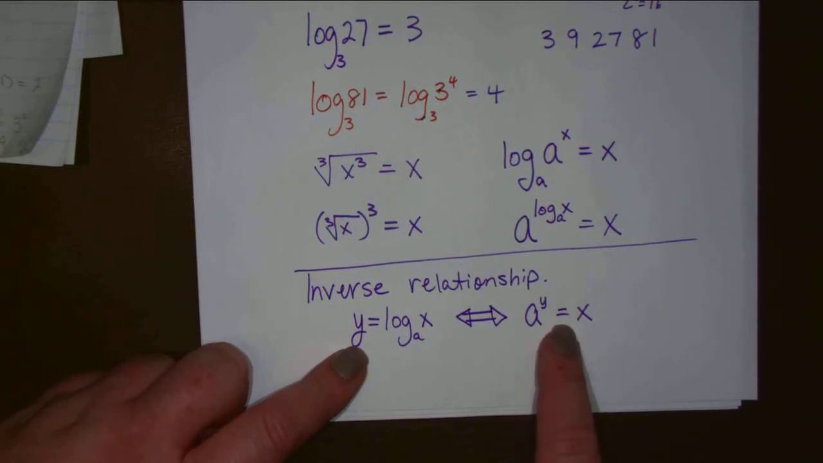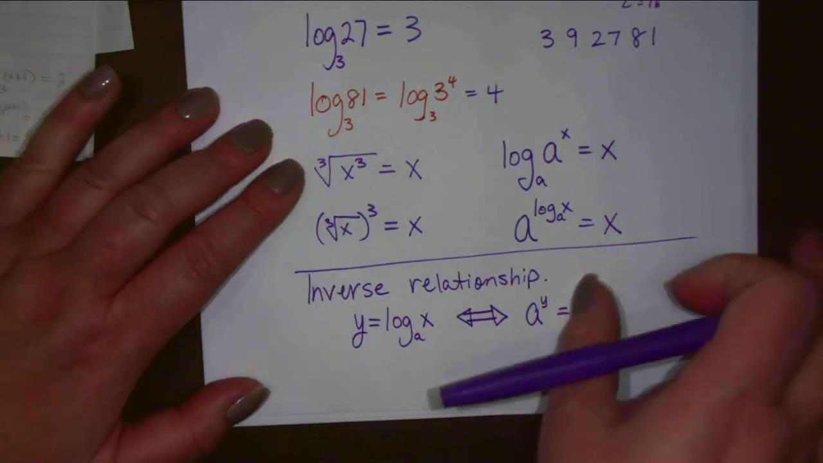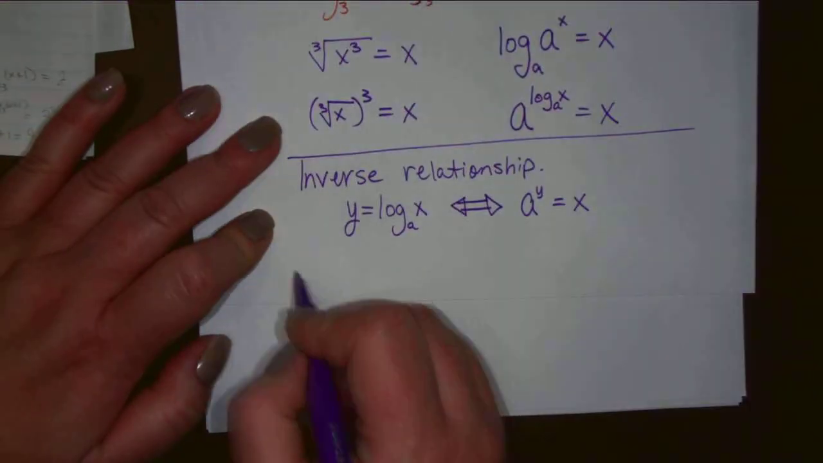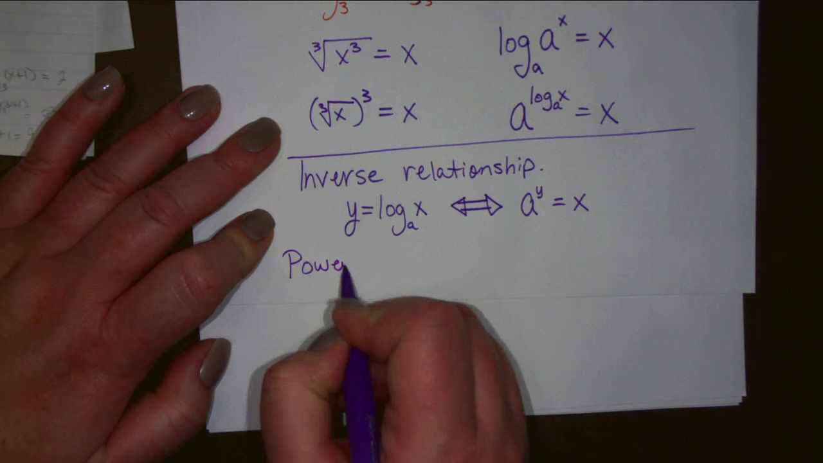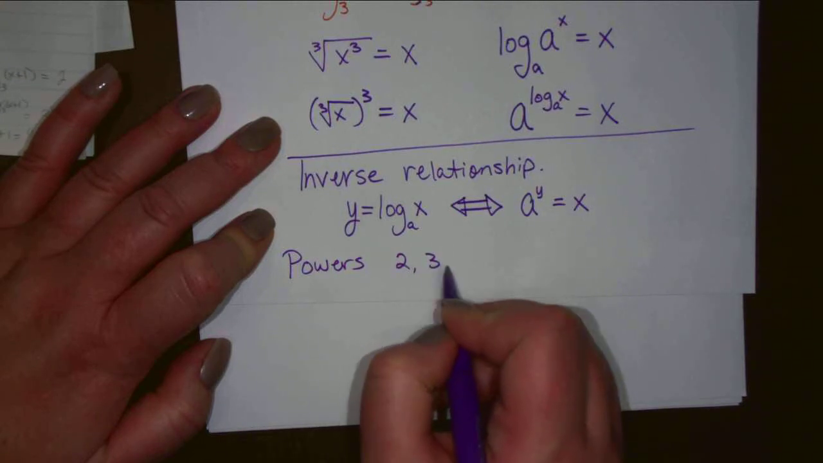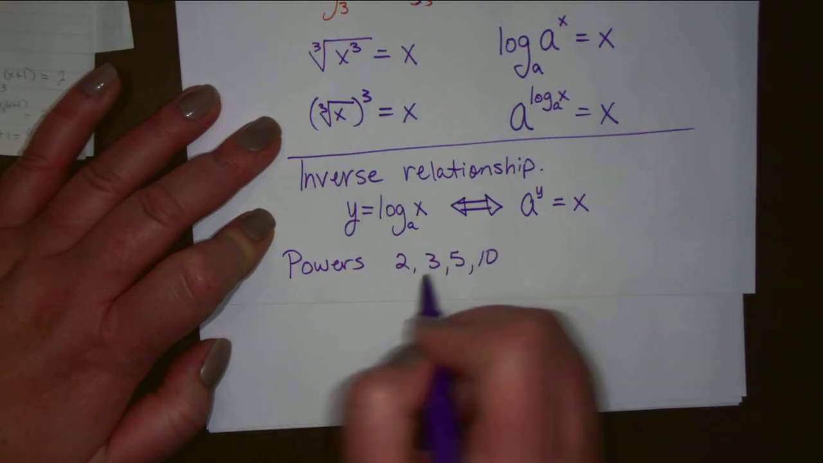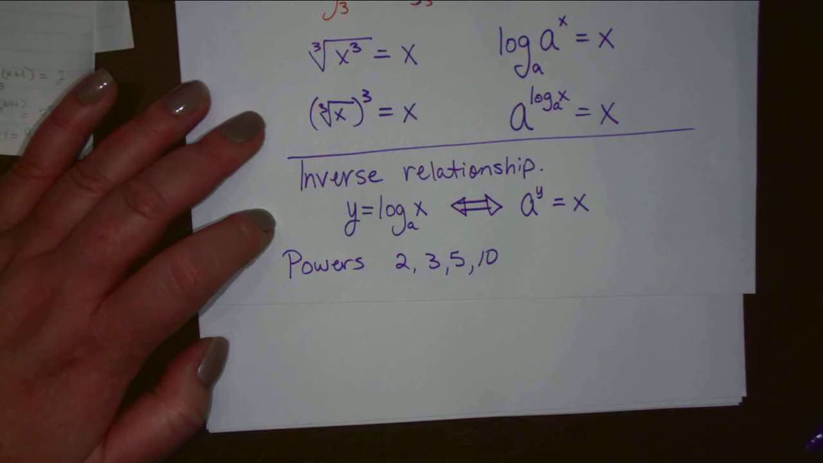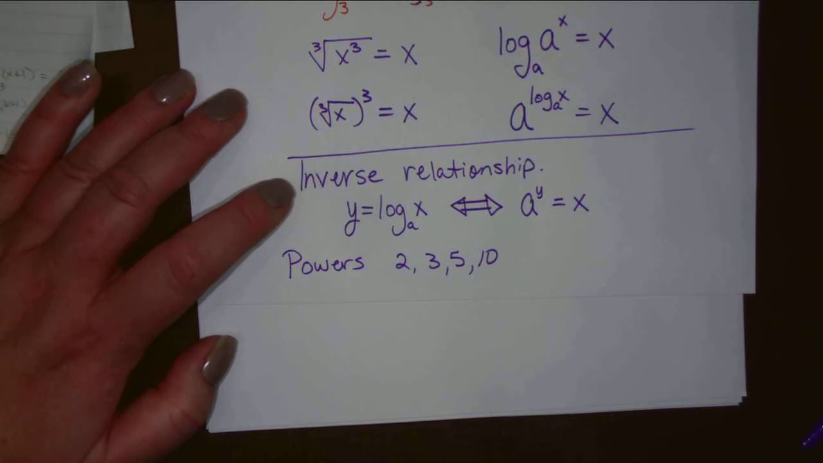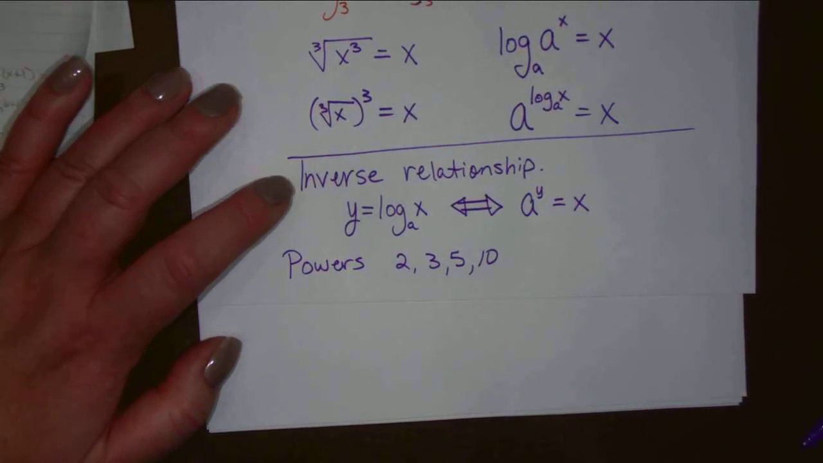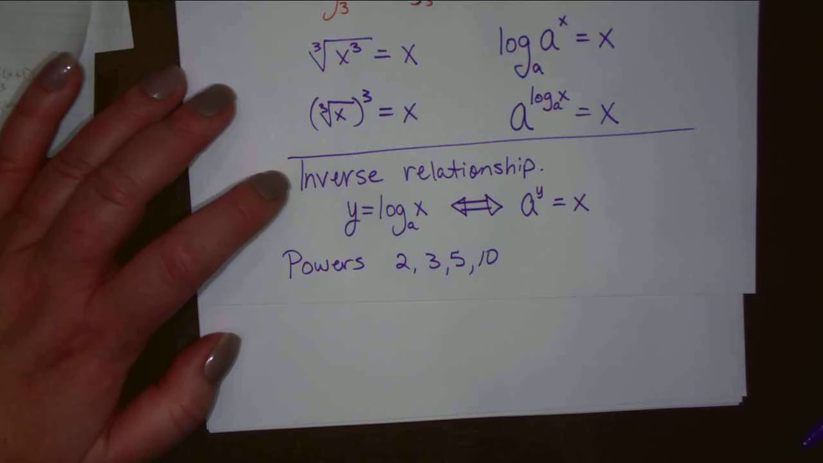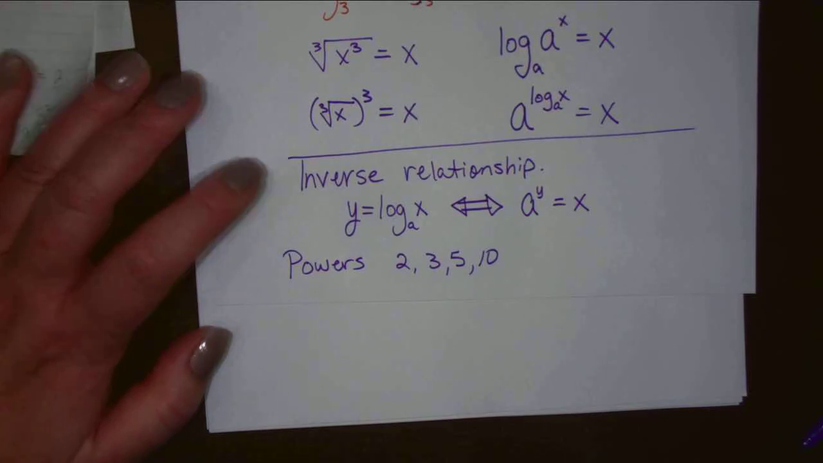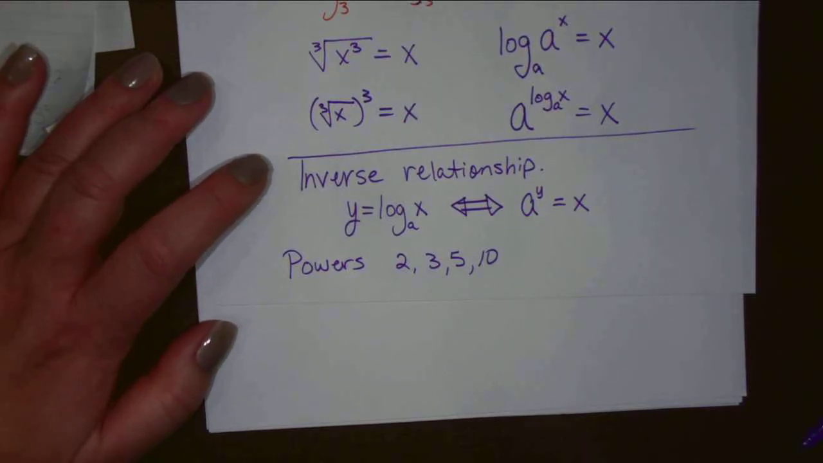Okay, so what we need to know, though, before I continue this section, are your powers of 2, 3, 5, and 10. So just think about those, 2, 3, 5, and 10. They're the powers we're going to look at. We could do, like, 7, but it would be like 7 squared is 49. I wouldn't expect you to know 7 cubed, right, without a calculator.